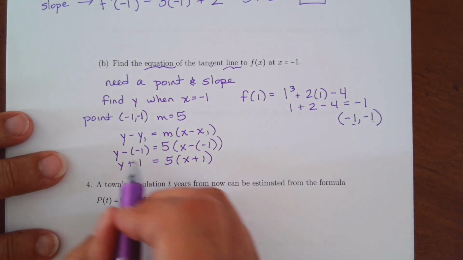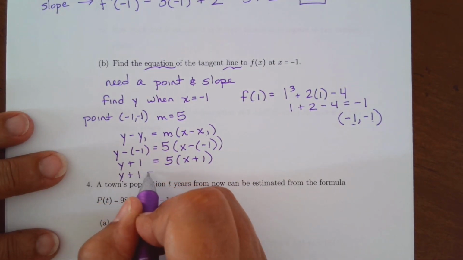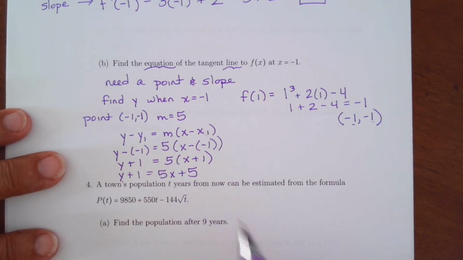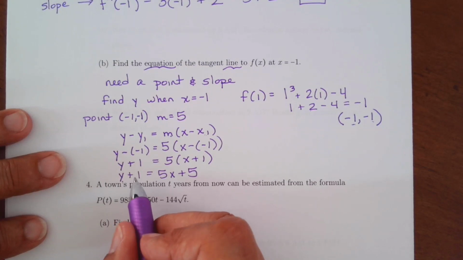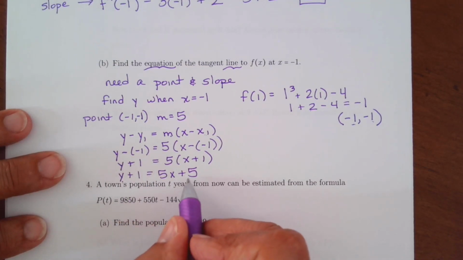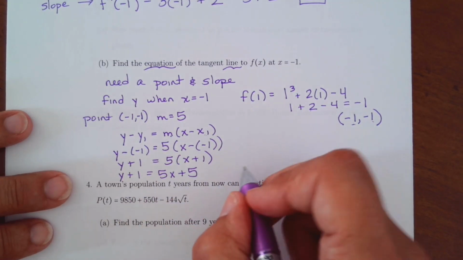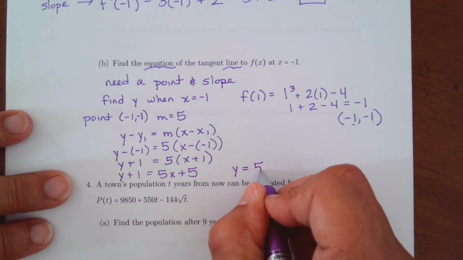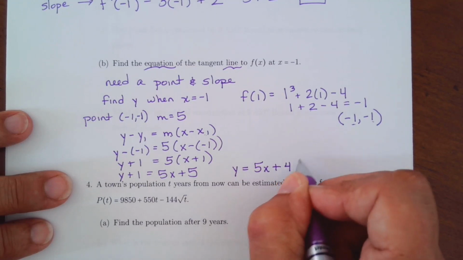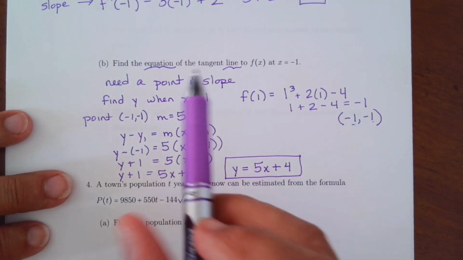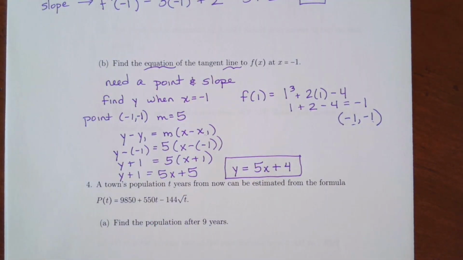And then I have y plus 1 equals 5x plus 5. We're going to distribute that 5 through there. I'm running out of room, but we're going to take this positive 1 and subtract it over here. So that's going to make that 5 minus 1, which is 4. So we end up with y equals 5x plus 4. So there's the equation of the line that's tangent to the function given to us when x is negative 1.